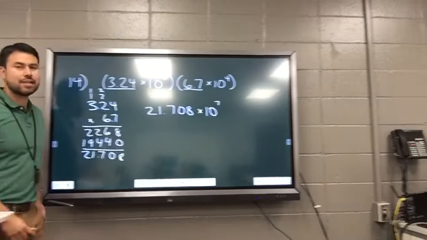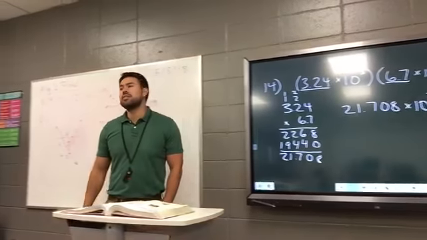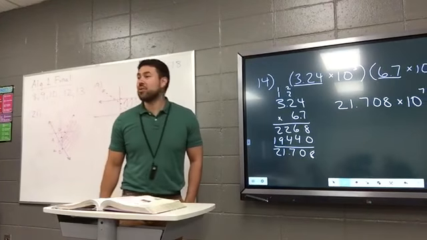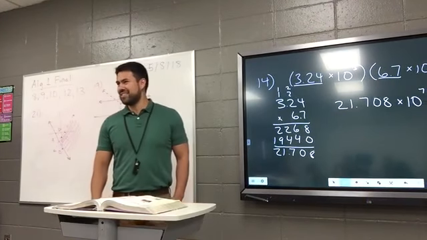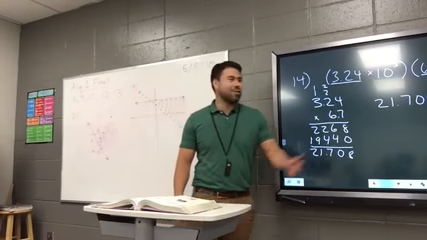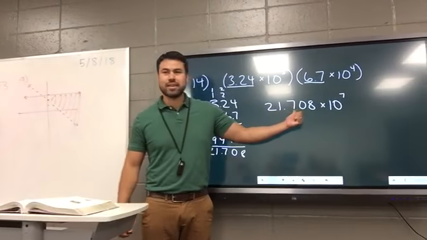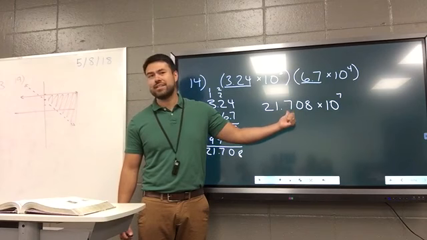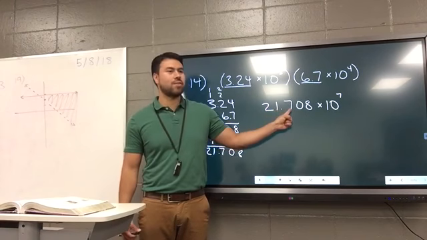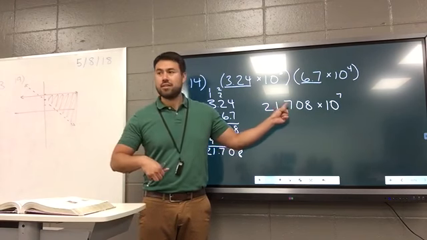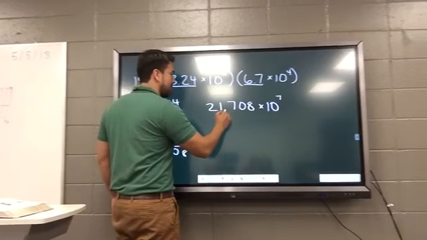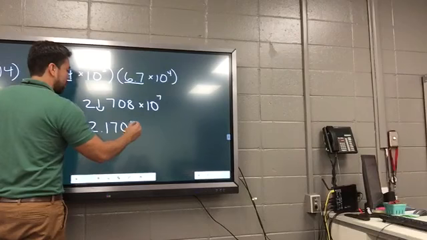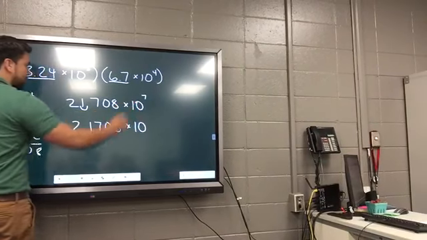10 to the 7th. Is that my answer? Yeah, no, it's not. What? Sorry? You have to get it to simpler. What does this number have to be in between? 1 and 10. Is 21.708 between 1 and 10? Nope. So I got to move it one more time. So it becomes 2.1708.